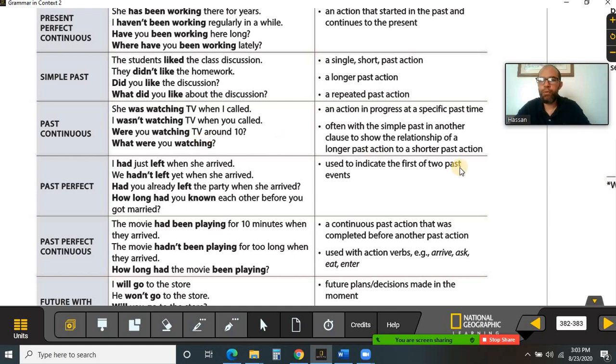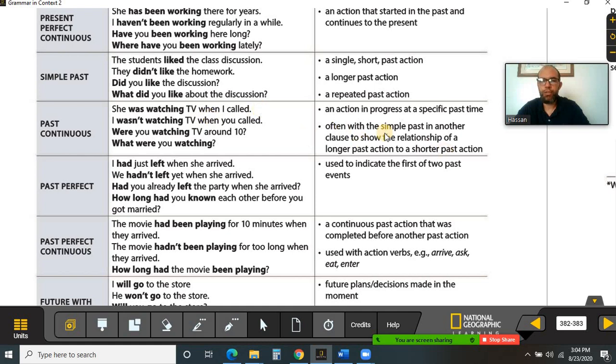Now, when do we use the past continuous or past progressive? It's the same thing. When you hear progressive and continuous, it is the same thing. We use the past continuous to talk about an action in progress at a specific past time. She was watching TV when I called.